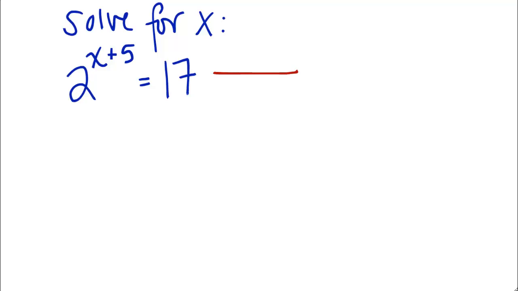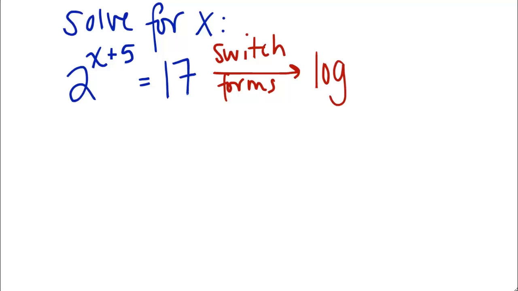So if we switch forms, if you refer back to how we would do that, I know that's going to look like log base 2 of 17 is equal to x plus 5. All we did was rewrite our original sentence in log form. Now you can see I got the variable out of the exponent. It's no longer trapped up in the superscript. We now have x plus 5 is equal to something. What number is log base 2 of 17?